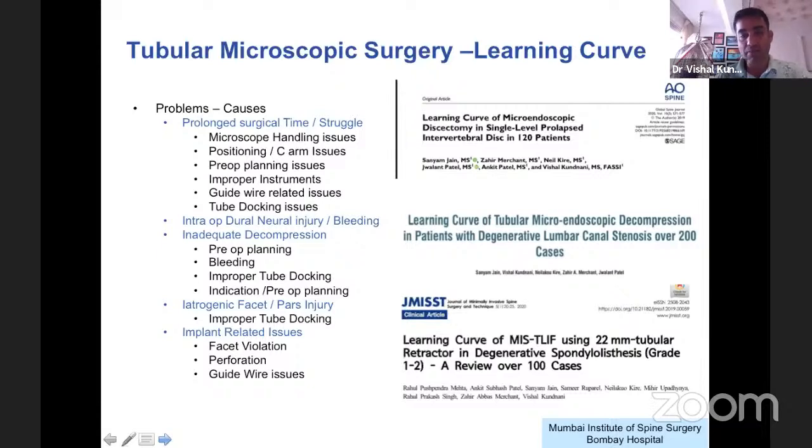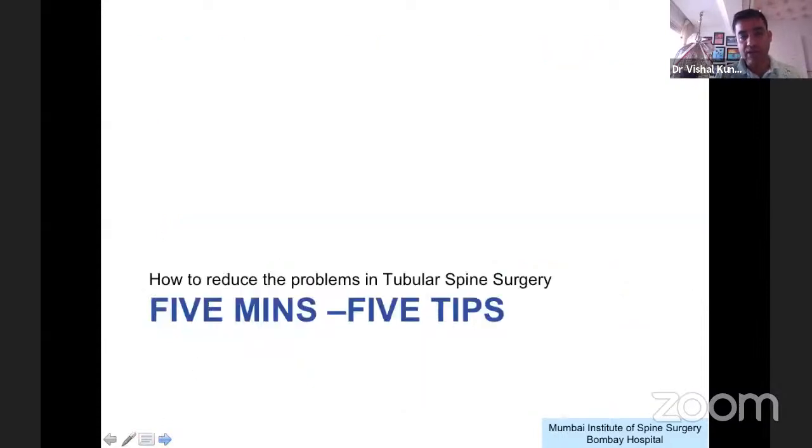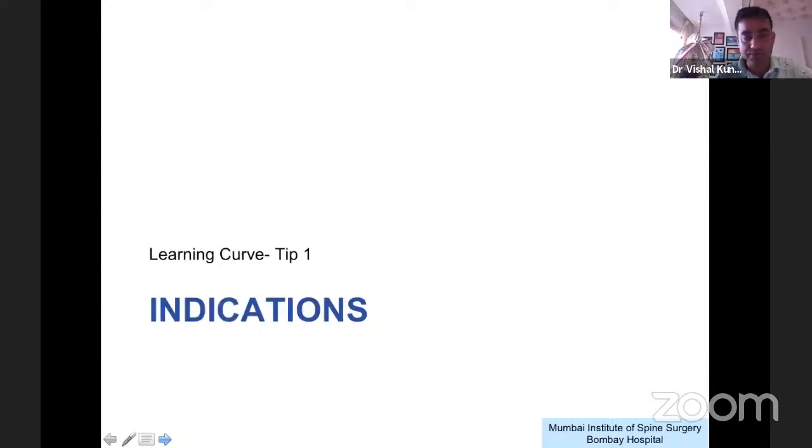To broadly sum them up, I think three things have been the most important causes of increased struggle and an increased learning curve: the tube docking issues, improper preoperative planning, and also a rush to jump up the ladder of indications in these patients. And just to understand how to reduce the problems of tubular spine surgeries, rather than having 6 tips in 6 minutes, I have brought it down to 5 tips in the coming 5 minutes.